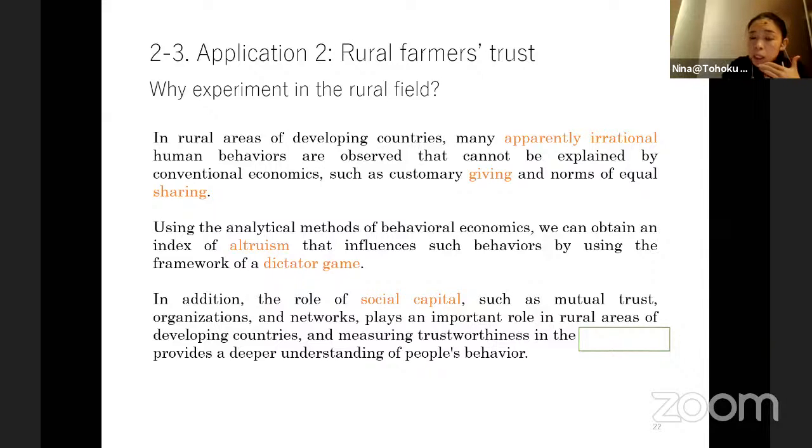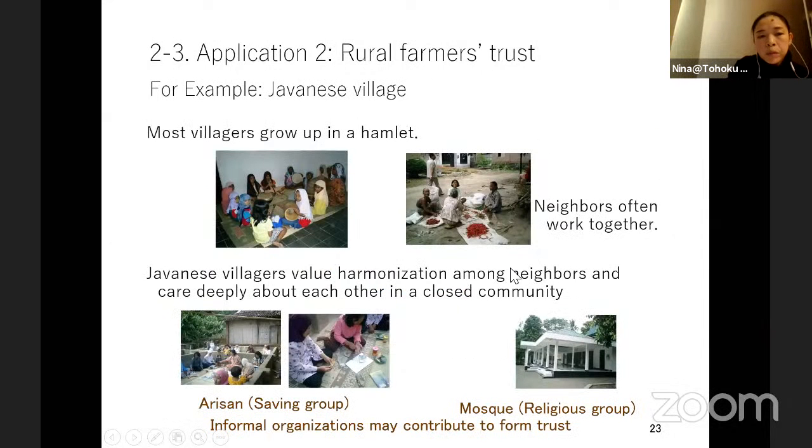And here I will also explain the trust game, because in rural areas, the role of social capital, such as trust, organizations, or networks, plays a very important role. So getting a measurement of trust is also important. So I will introduce the trust game also.